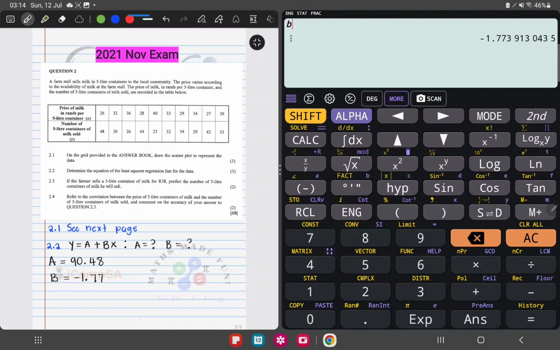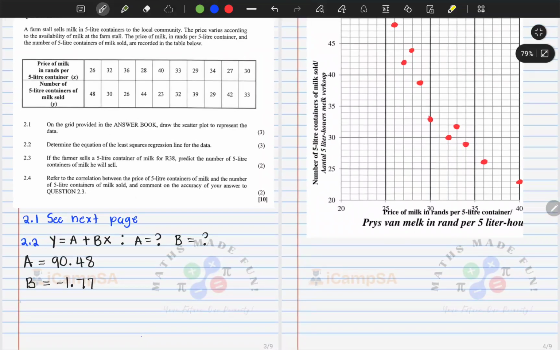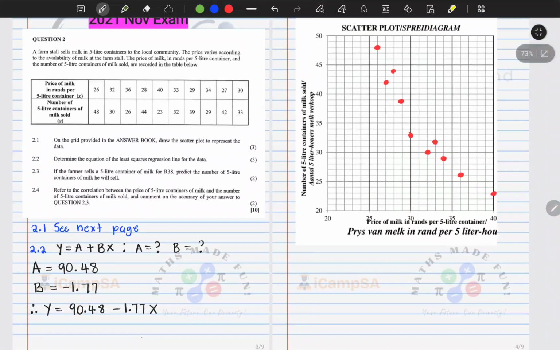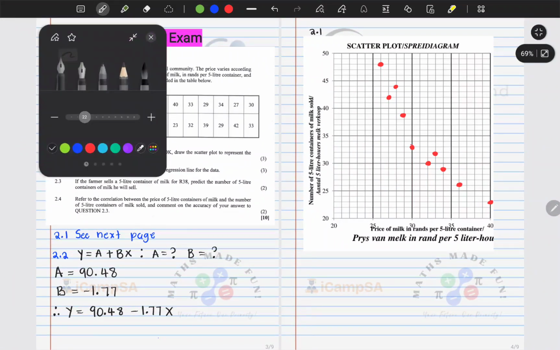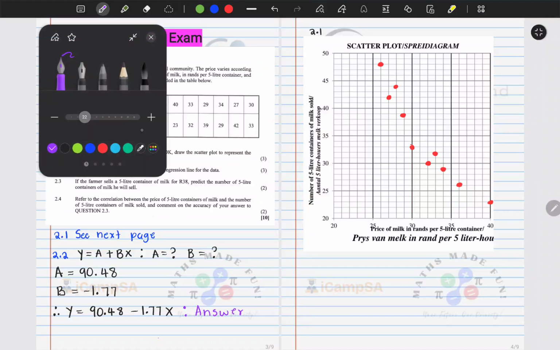Okay, so this means we can now finalize our answer, which is going to be, therefore, y will be, for A, we have 90.48, then minus 1.77 times x. So this is what they were looking for as our answer. This is the equation of the least squares regression line.